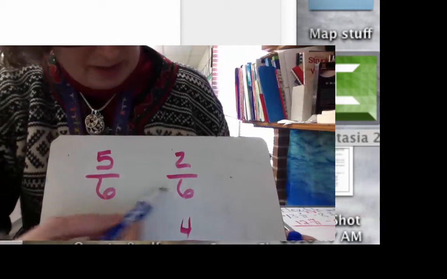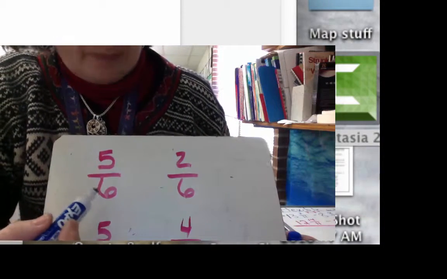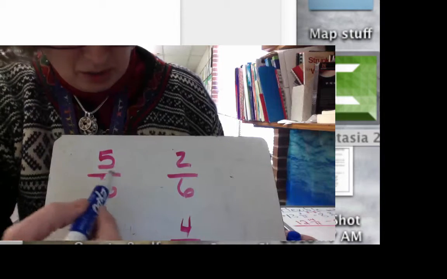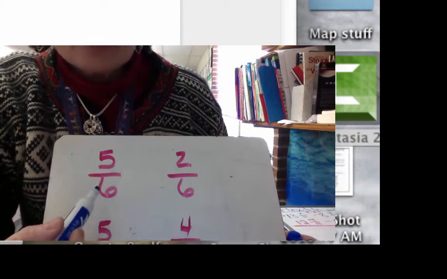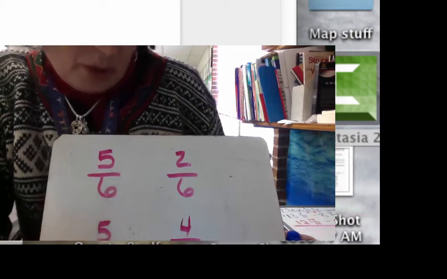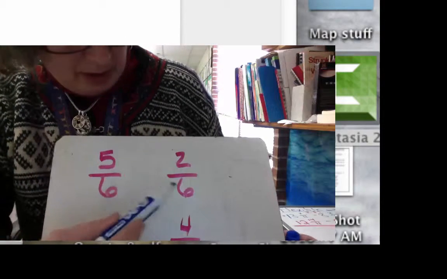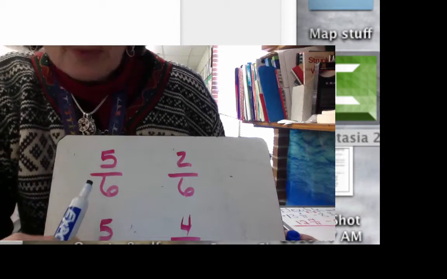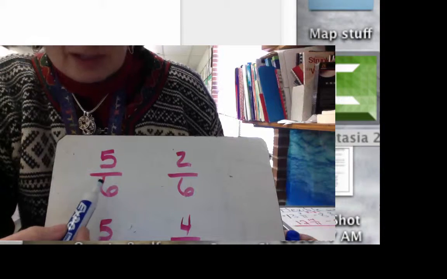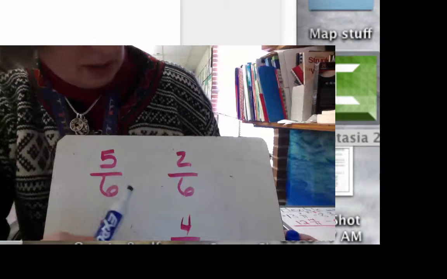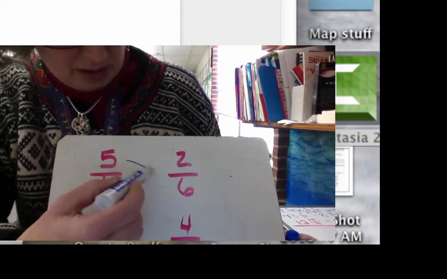Okay, now we've got thinking in relationships with fractions. If you have the same denominator, and you're trying to figure out which one is bigger or which one is smaller, you can just go ahead and look at the numerator. 5/6 is going to be a bigger piece than 2/6. So this way it's going to be bigger.